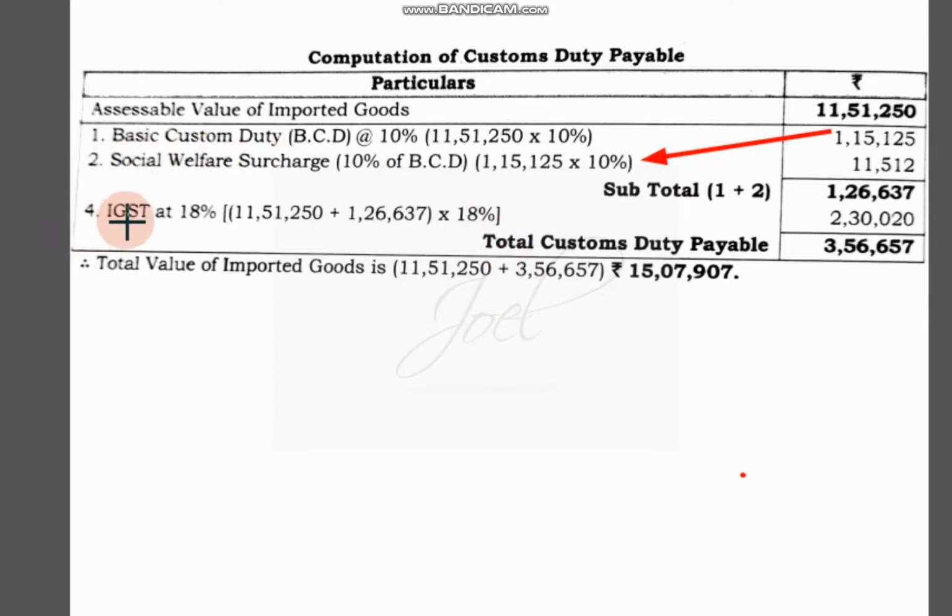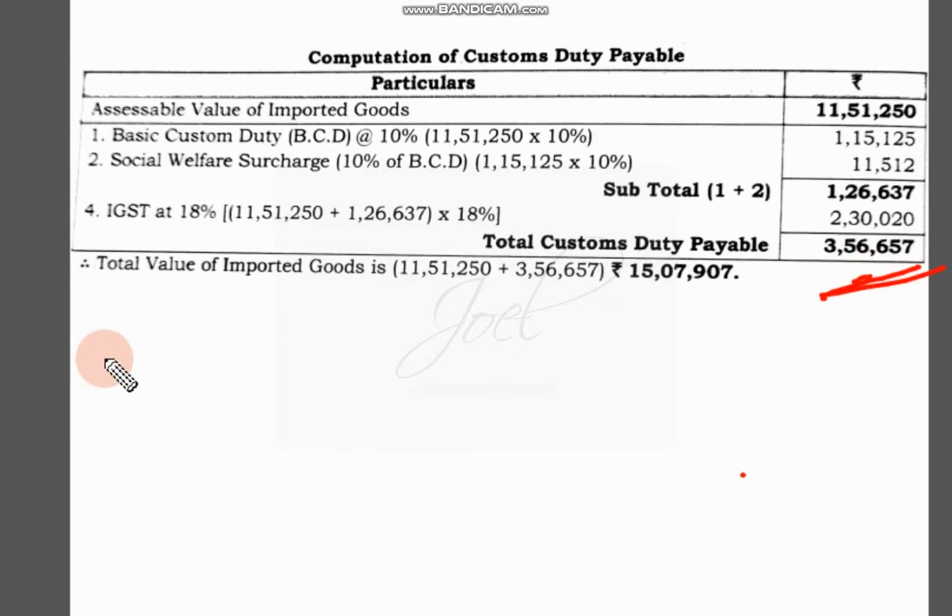IGST is supposed to be considered as given in the problem. Here it is 1,26,537 plus 11,51,250. On this total we are going to calculate IGST. Compensation cess is not given, otherwise if it is given, we have to consider it. So 18% on that, you will get the answer, and that will be the customs duty payable. So this is our customs duty payable.